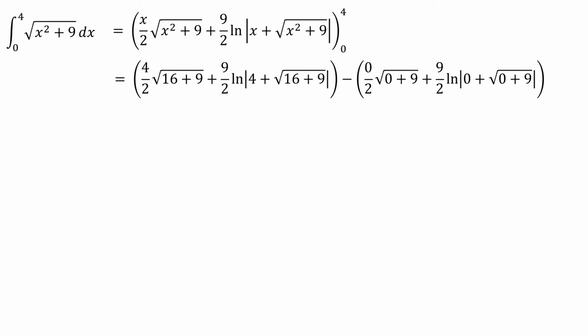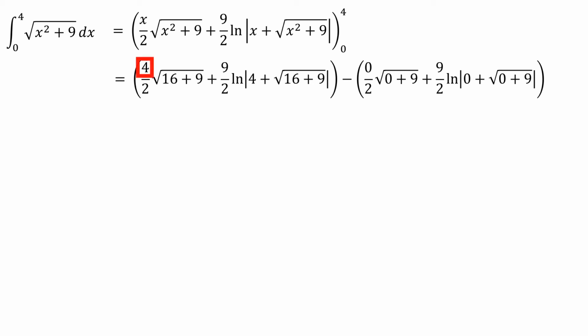So what did we just do? I had to plug in the number 4, and we're going to figure out that answer. And then I plugged in the number 0. We got to figure out that answer. And then we'll take the answer from the 4, subtract the answer from the 0.